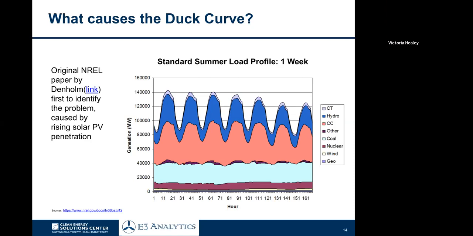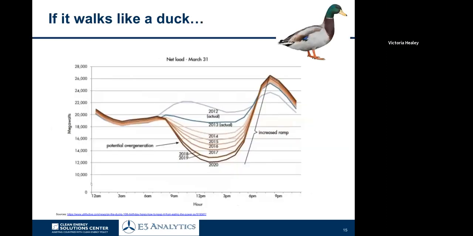So the first to identify and coin this term, the duck curve, was in a paper from researchers at NREL, led by Paul Denholm, to really identify this and give it the name we have today, and that has really become embedded within the debate and is the focus of this presentation. So, if it walks like a duck and it quacks like a duck, there's a good chance that it's a duck, as the old saying goes.